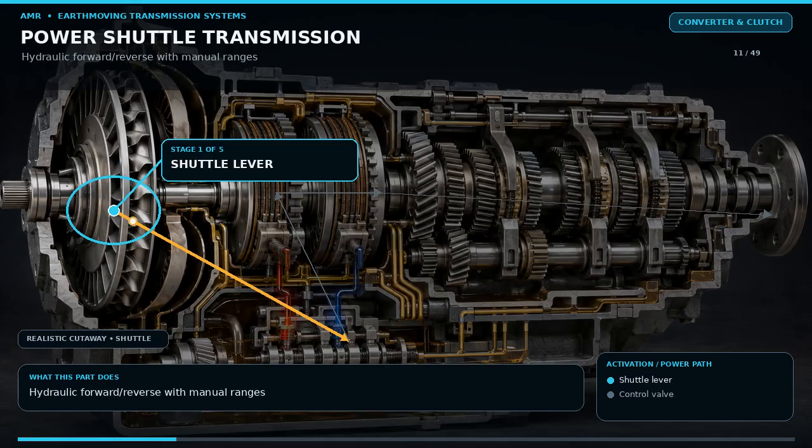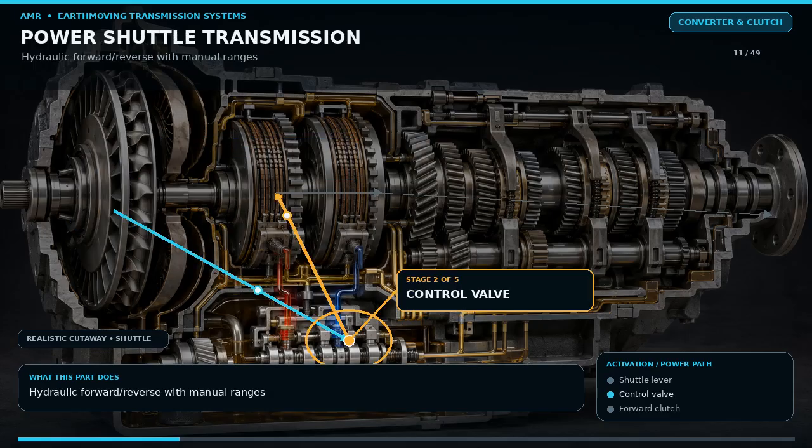A power shuttle is common on backhoe loaders and similar machines. A torque converter allows the engine to remain running while stationary. The transmission has hydraulic forward and reverse clutch packs, while the operator may select the main speed ranges with a mechanical lever.